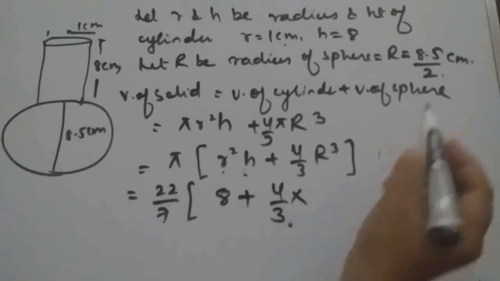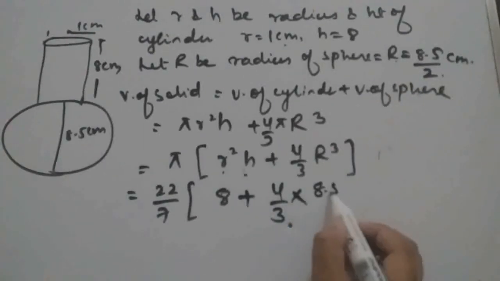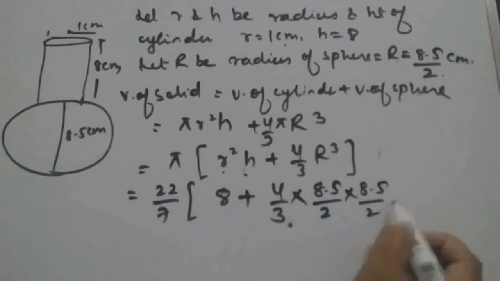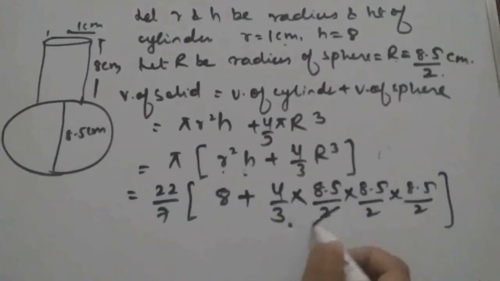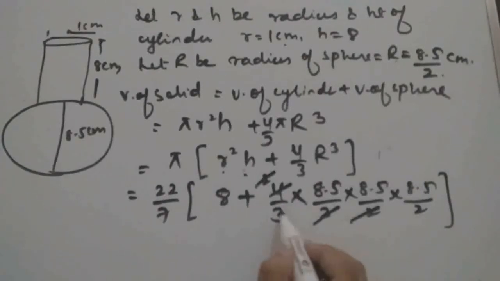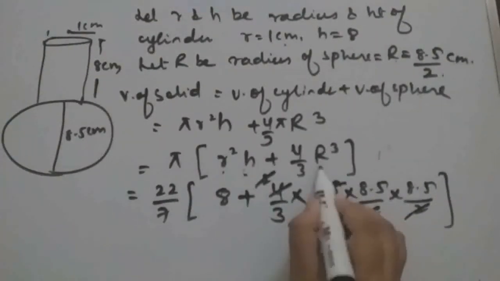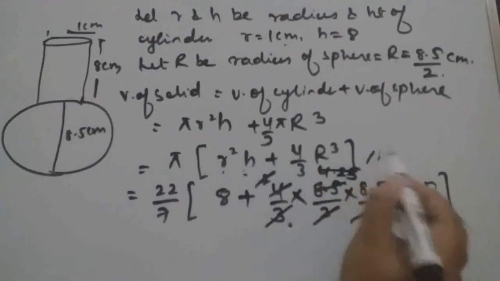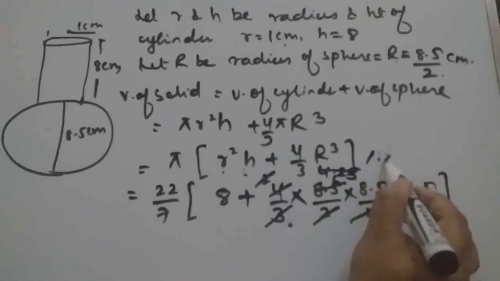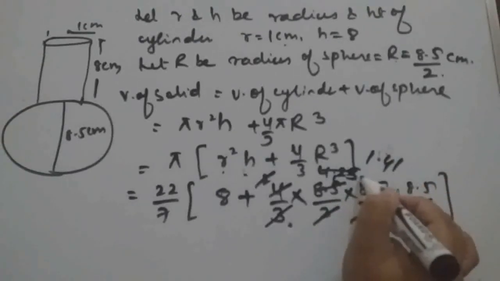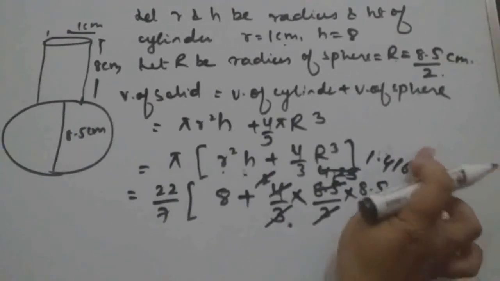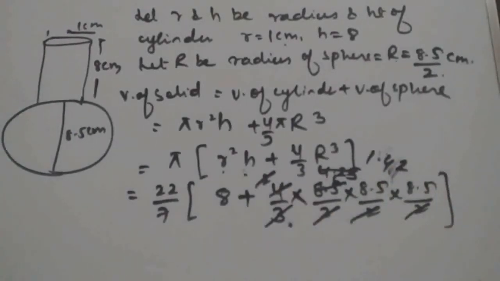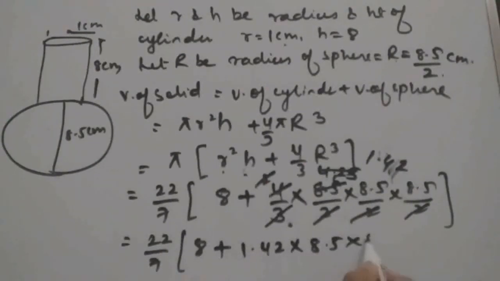4 by 3. R cube is 8.5 by 2, 8.5 by 2, 8.5 by 2. So from 2 we can cancel, 1, 2 will go. Then this we can cancel, 2 4s are 8, 2 2s are 4, 2 5s are 10. Then from 3 we can cancel, 3 4s are 12, 3 1s are 3. Then 2 will remain. So we can take 1.42. That will be better. So now we are left with 22 by 7, 8 plus 1.42 into 8.5, 8.5.